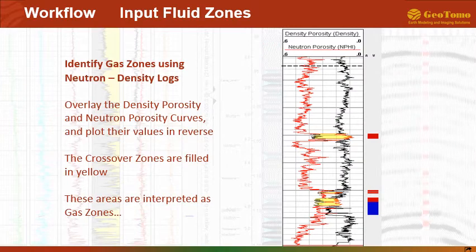If available, density porosity and neutron porosity are commonly used to identify gas zones. In TIPS, the two logs can be displayed together with the scales reversed. Overlap zones are highlighted in yellow and may be interpreted as gas zones.